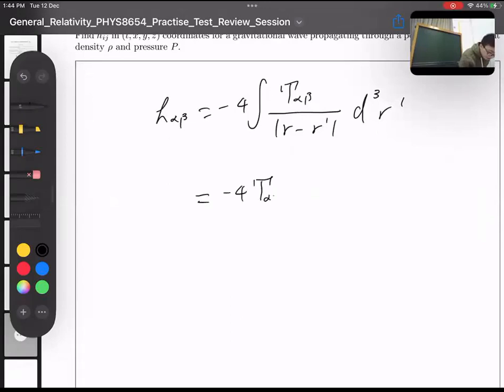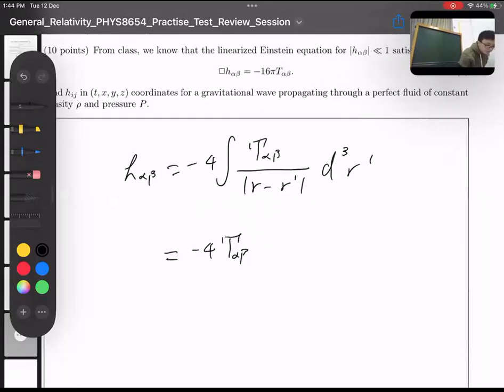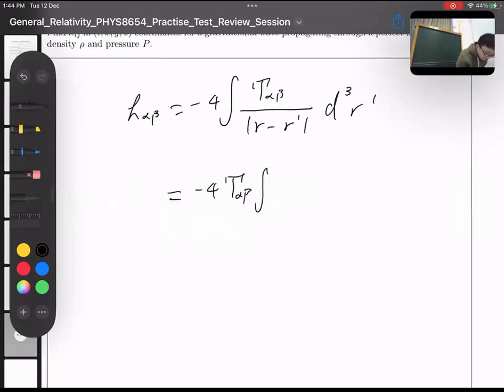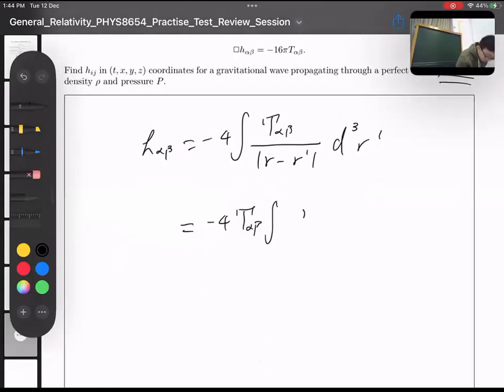And T alpha beta, remember I said everything here is constant. So this is a constant. So I can just take out T alpha beta and integrate this over a sphere. So this would be r prime squared over r minus r prime. And then I can take 4 pi out. So this will just be 16 pi again. Right?